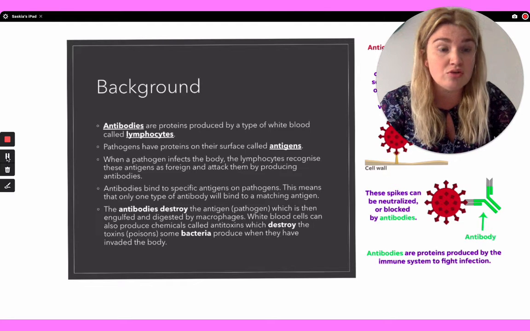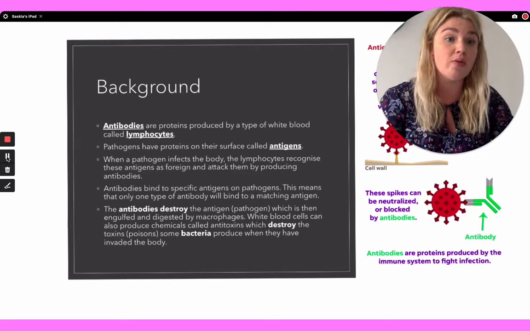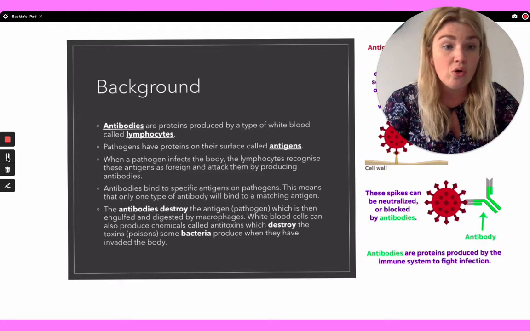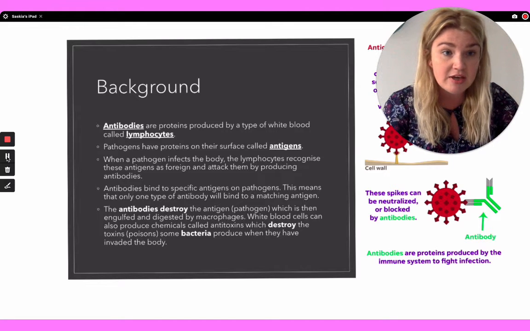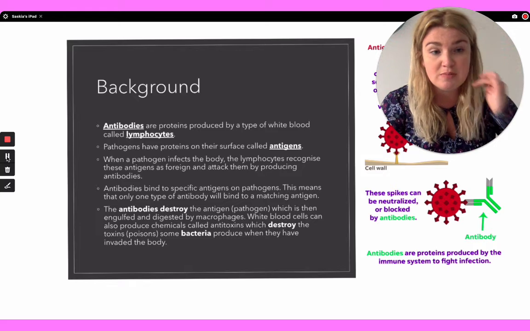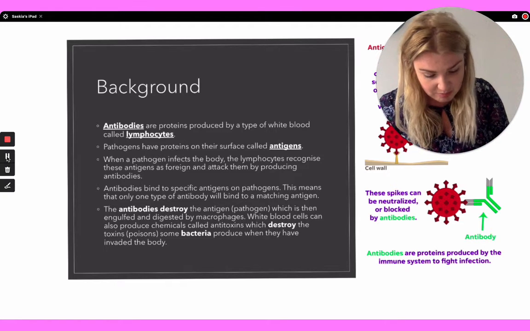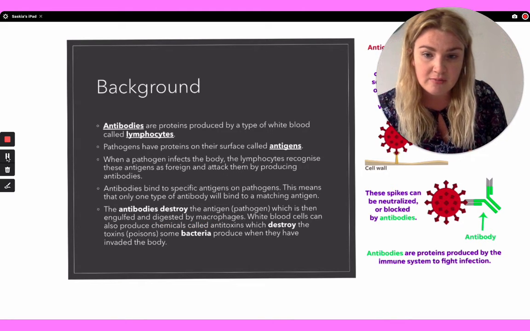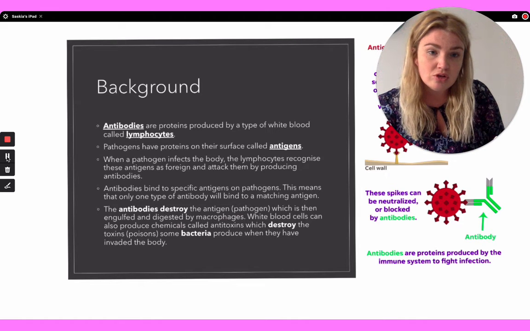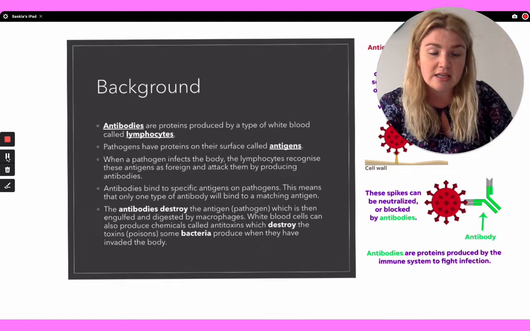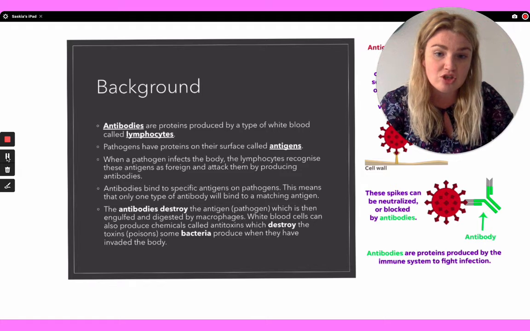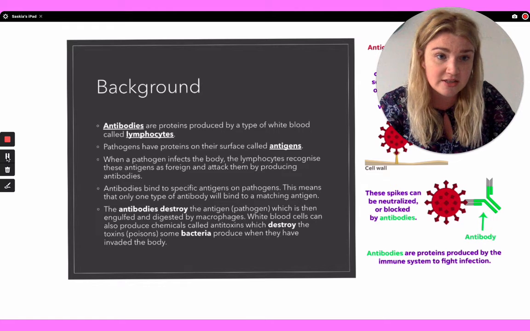So that's why sometimes you struggle to get rid of certain diseases, because you don't have the antibody for it. Also why vaccines are so important, because they help your body produce memory cells, which makes the antibody response faster. Antibodies destroy the antigen, which is then engulfed and ingested by phagocytes normally. White blood cells can also produce toxins that might destroy some of the antigens.